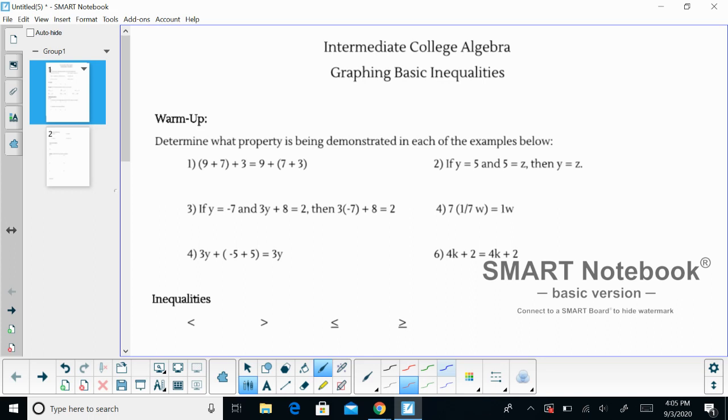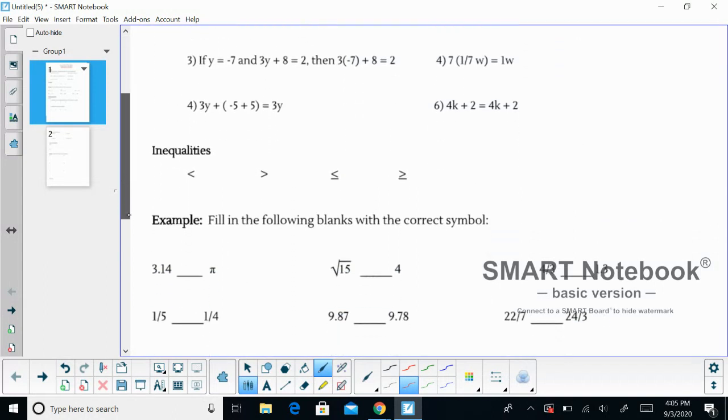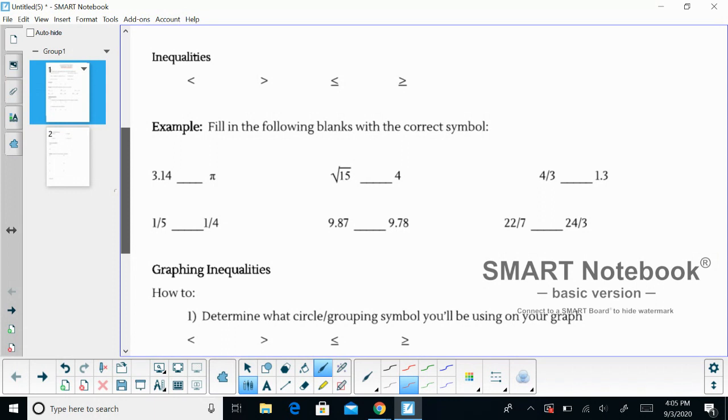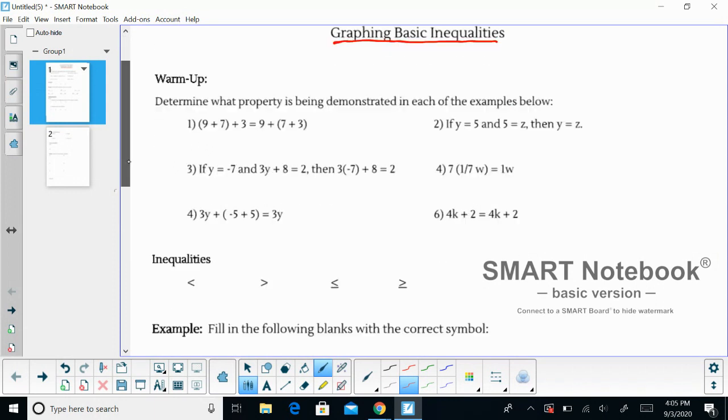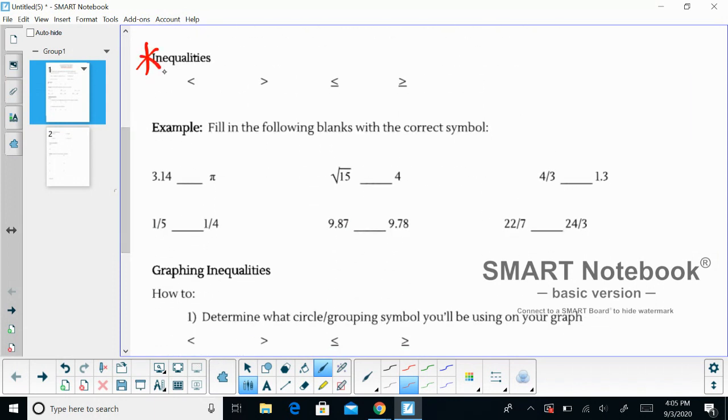This is lesson 5 of our first unit. Graphing Basic Inequalities is the name of this lesson. You guys have done inequalities before, so some of this is going to be a review. The first thing we're going to go over is what the inequalities are. So we have 4 basic inequalities.